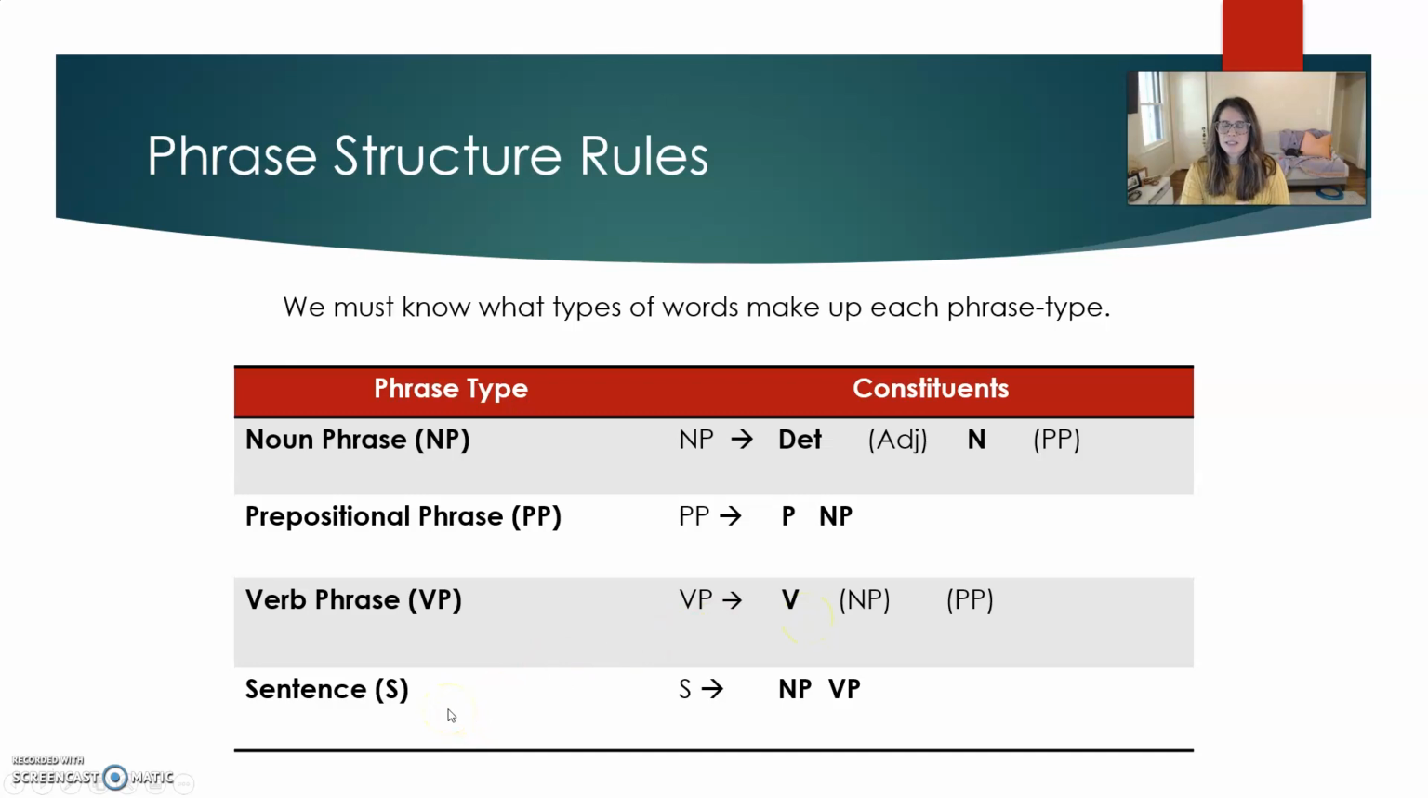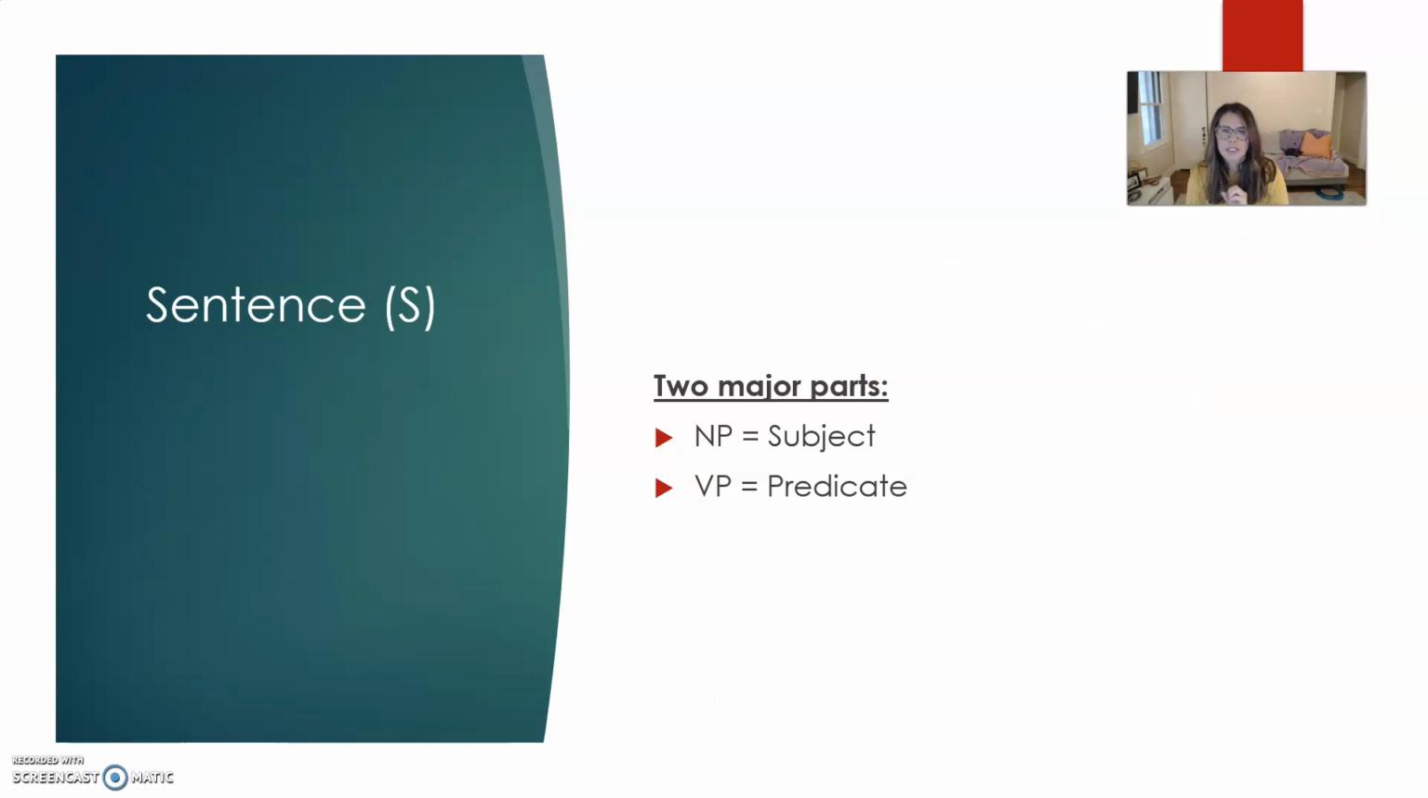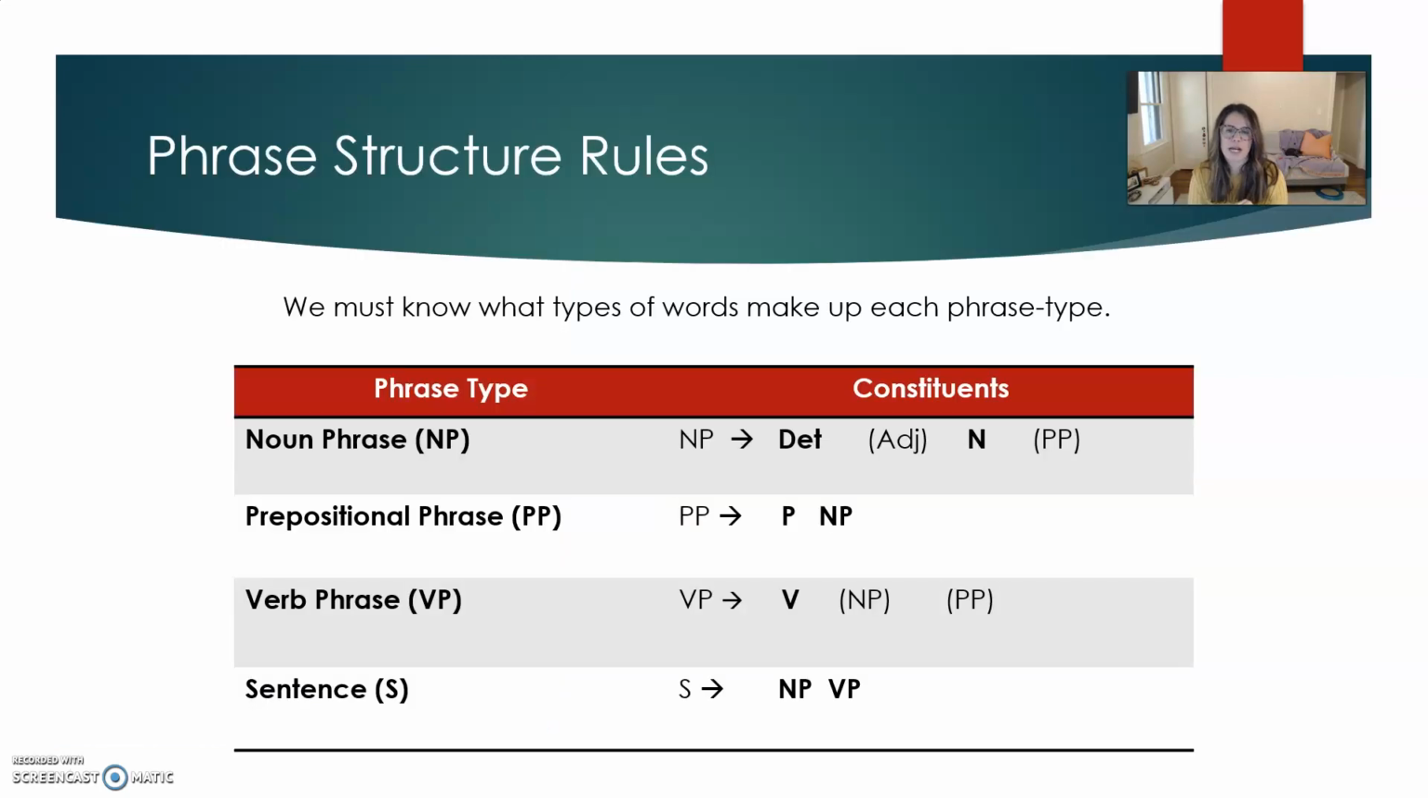A sentence, we have talked about, or you know that sentences include a subject and a predicate. A subject and a predicate is basically just a noun phrase and a verb phrase, okay? So you can see here the two major parts of a sentence are a noun phrase plus a verb phrase. And going back, you know that the noun phrase can have all these different things. A verb phrase can also have a noun phrase and a prepositional phrase in it.